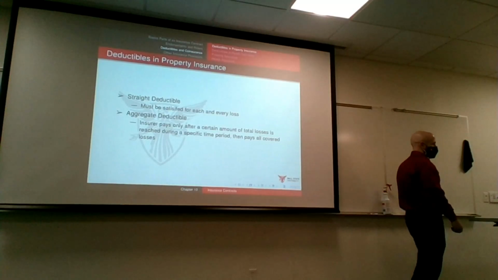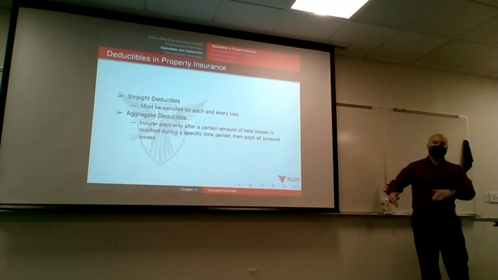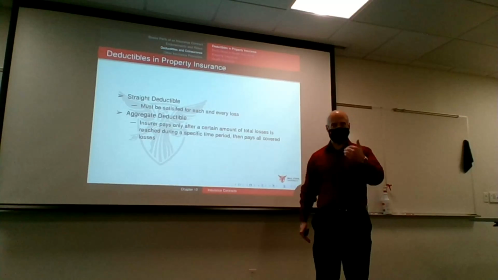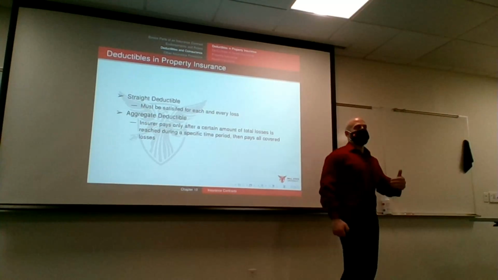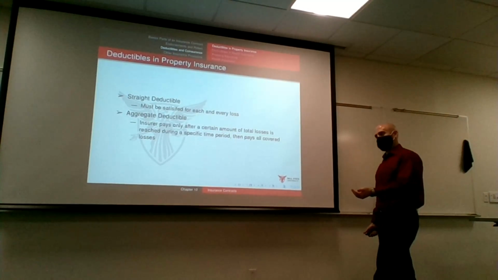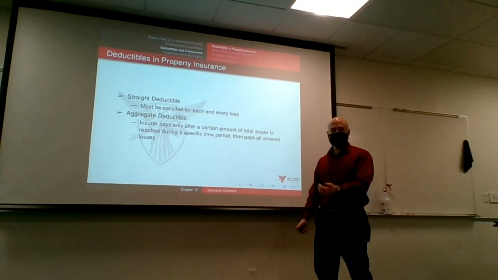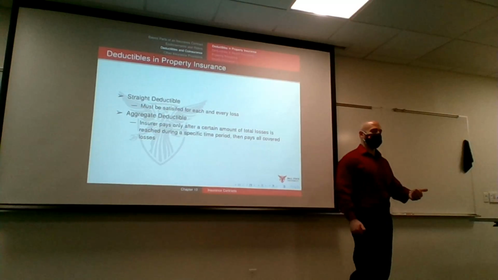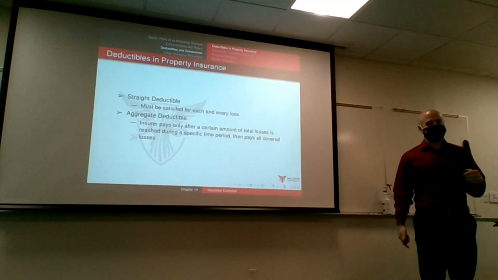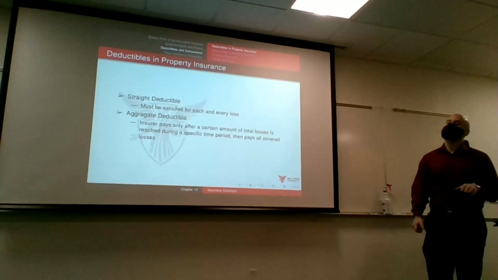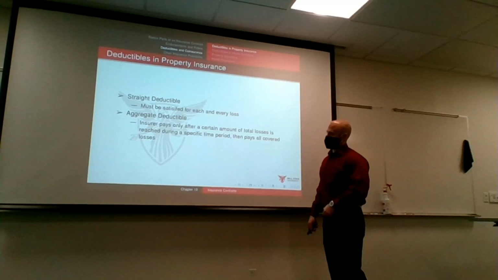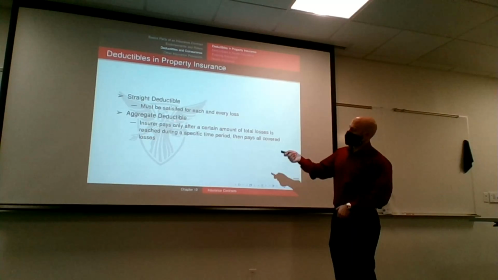All right, so two types here are straight and aggregate deductibles. A straight deductible is for every single loss. It's a per loss deductible. Your auto policies are like this. Every time you get in an accident with a straight deductible, you're going to have to pay that deductible, even if it's a day or two after the fact. You probably need to take a break from driving if that's the point, but it's every one, every occurrence.